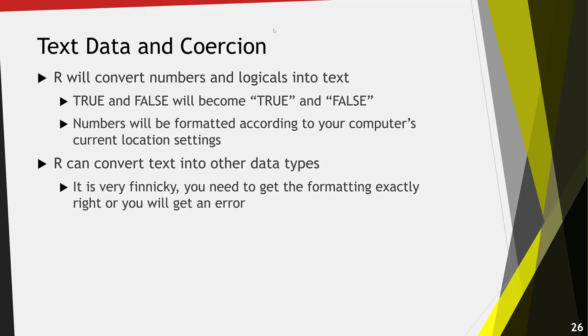TRUE and FALSE will actually become "TRUE" and "FALSE" in uppercase. Numbers will be formatted according to your computer's current locale settings. So whether or not you use commas or decimal points as the thousands separator will be taken into account based on how your computer is set up. R can also convert text into other data types. This is really finicky, and you need to get the formatting exactly right or you'll get an error. I'll show you what this might look like in an example.